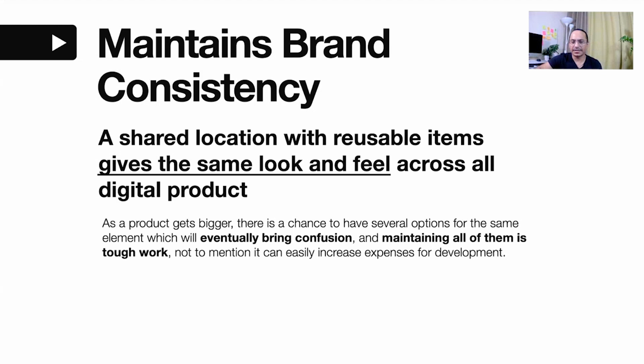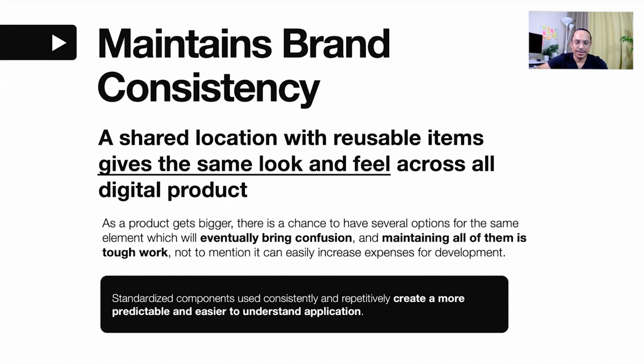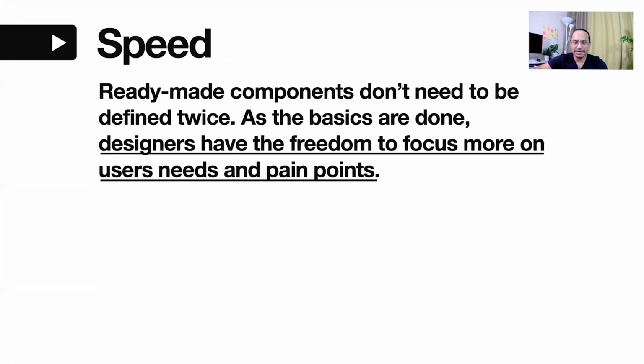As a product gets bigger, there is a chance to have several options for the same element, which may eventually bring confusion. And maintaining all of them is tough work. Not to mention it can easily increase expenses for development. So now once you have the common thing and defined components, what will happen? Every individual who is part of the team will use the same component. And because of that, it's easy to maintain and there will be consistency in all the designs. So standardized components used consistently and repetitively create a more predictable and easier to understand application.